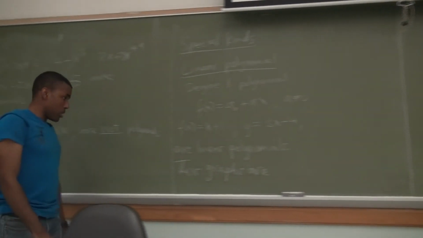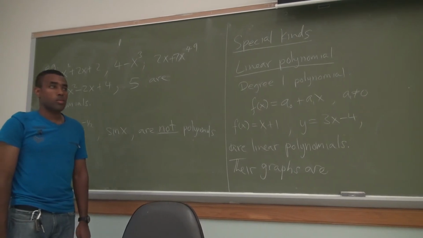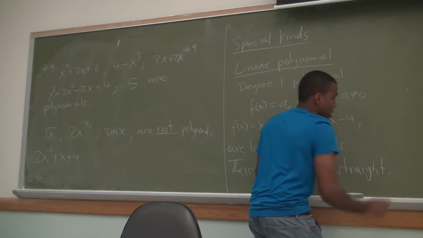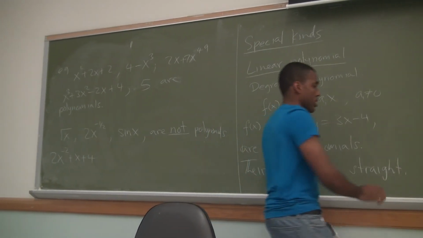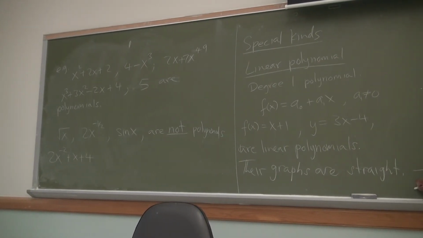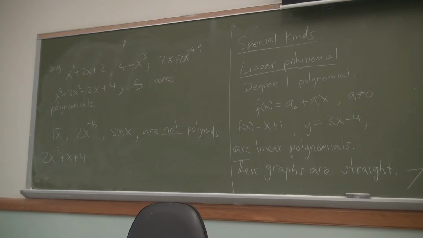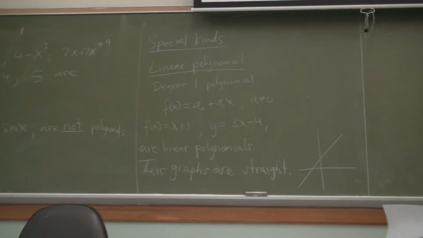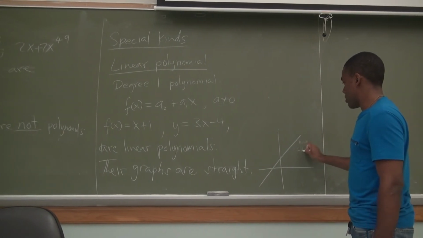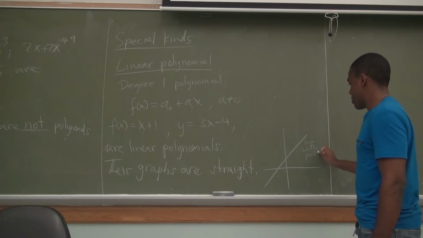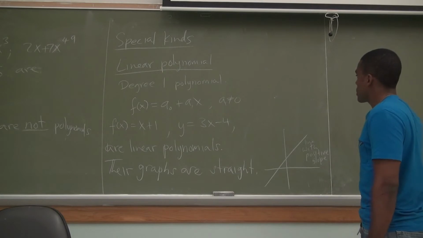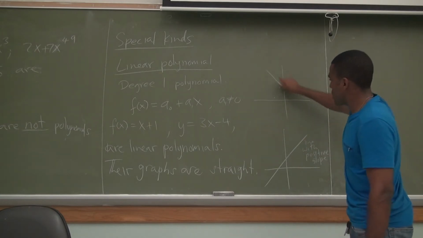What are the graphs of linear polynomials? Straight lines. Right, so y equals mx plus b, that's talking about a linear polynomial. Right, so your lines look like this. Right. So that's a line with positive slope. Or you can have a line with negative slope.